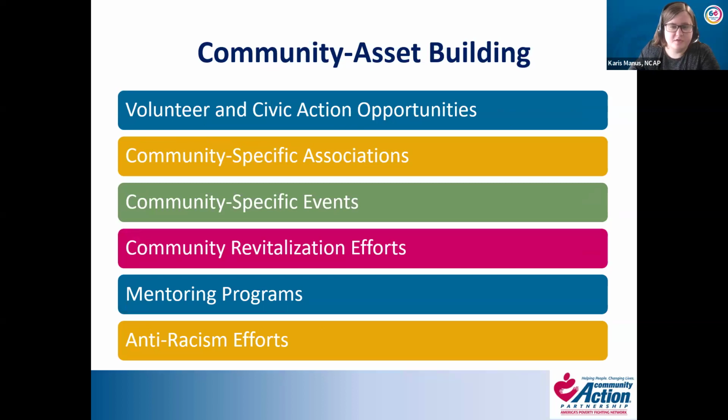When we look at community asset building, this is referring to the neighborhood socioeconomic and racial segregation that leads to lower economic mobility, especially in areas of concentrated poverty. So when we talk about community asset building, those activities will include volunteer and civic action opportunities, community-specific associations, community-specific events, community revitalization efforts, mentoring programs, and anti-racism efforts.